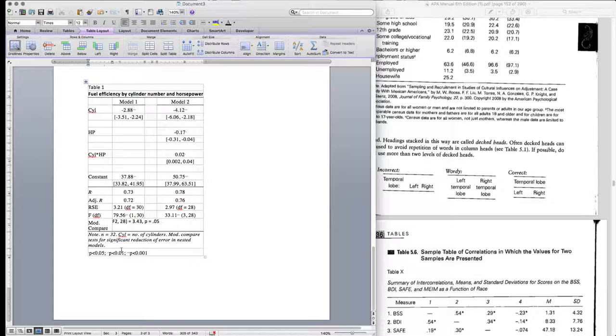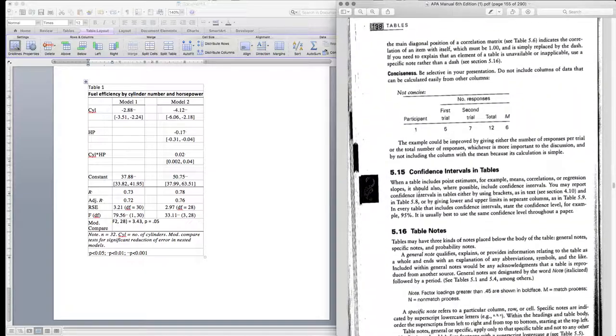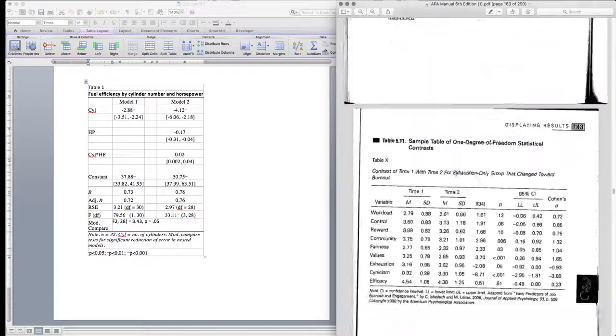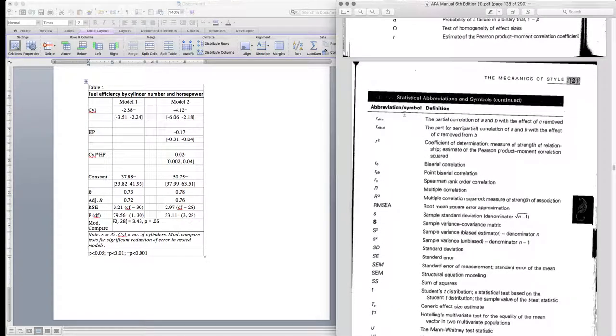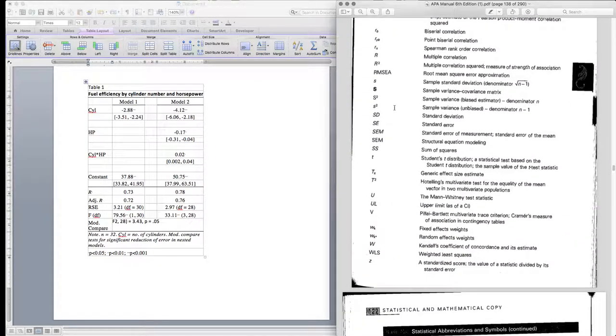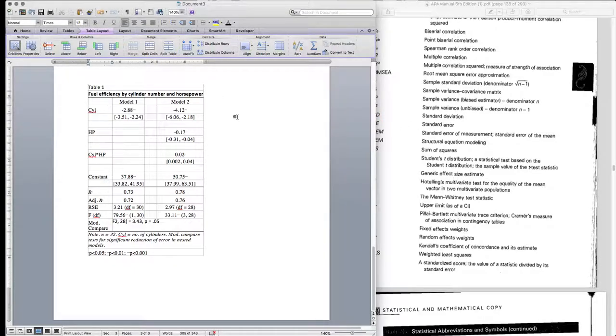And again, definitely read through the information that's in the APA manual. It even gives the common known type things and the proper way to abbreviate them.